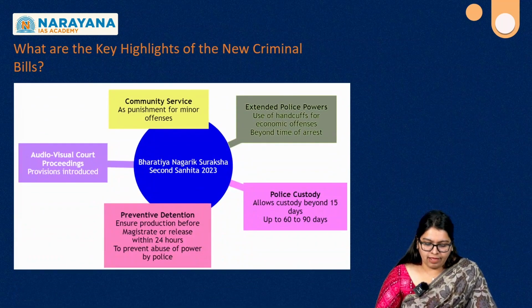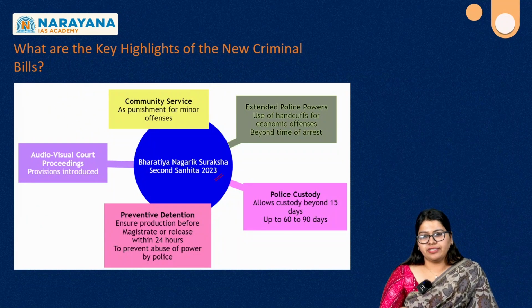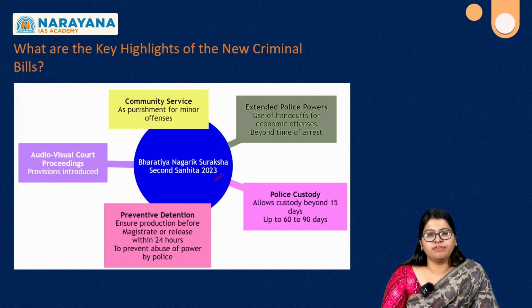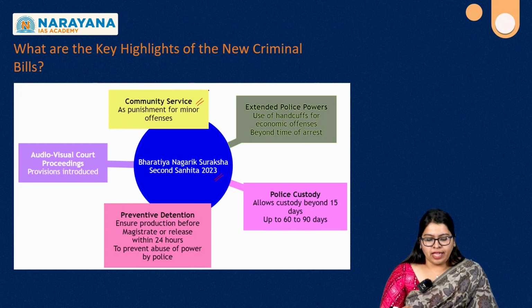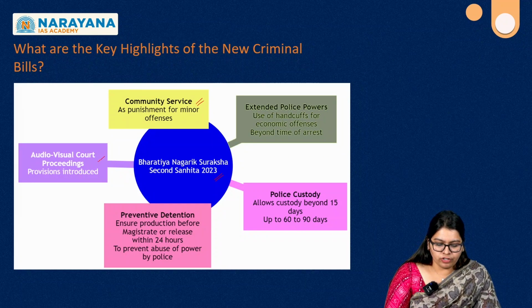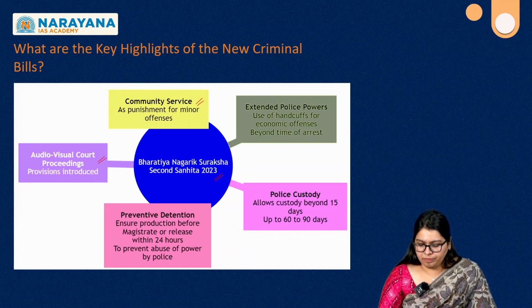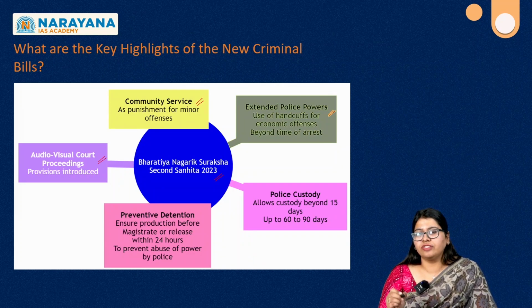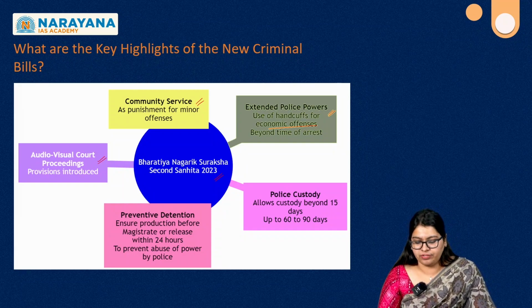Moving forward, we have the Bharatiya Nagrik Suraksha Sanhita Bill of 2023, where it says that for any kind of minor offense you commit, you can compensate with community service. It also deals with audio-visual court proceedings. This provision was recently introduced. Then we have a provision which talks about extended police powers. That is, it says that you can use handcuffs not only in case of heinous crimes or any kind of civil crimes, but also economic crimes. Like, economic offenses can also be handcuffed.